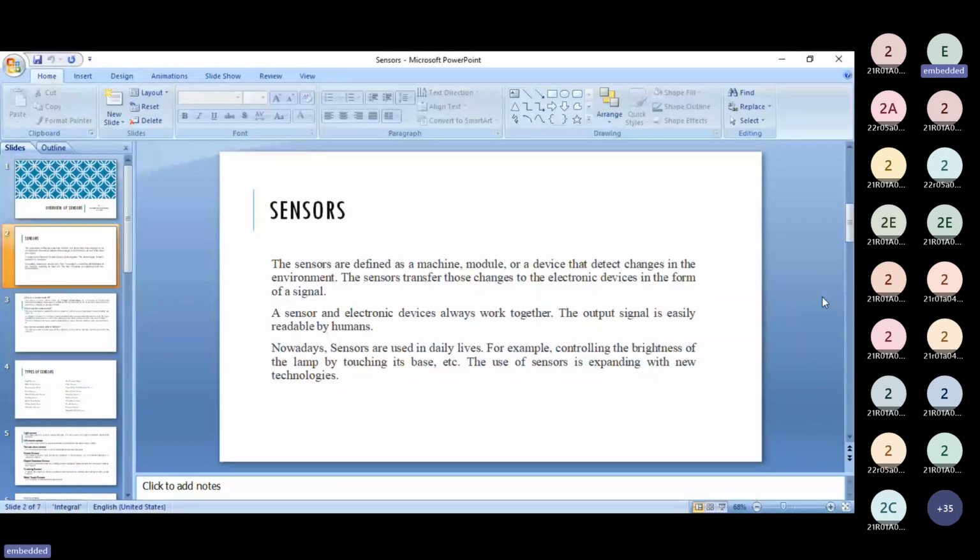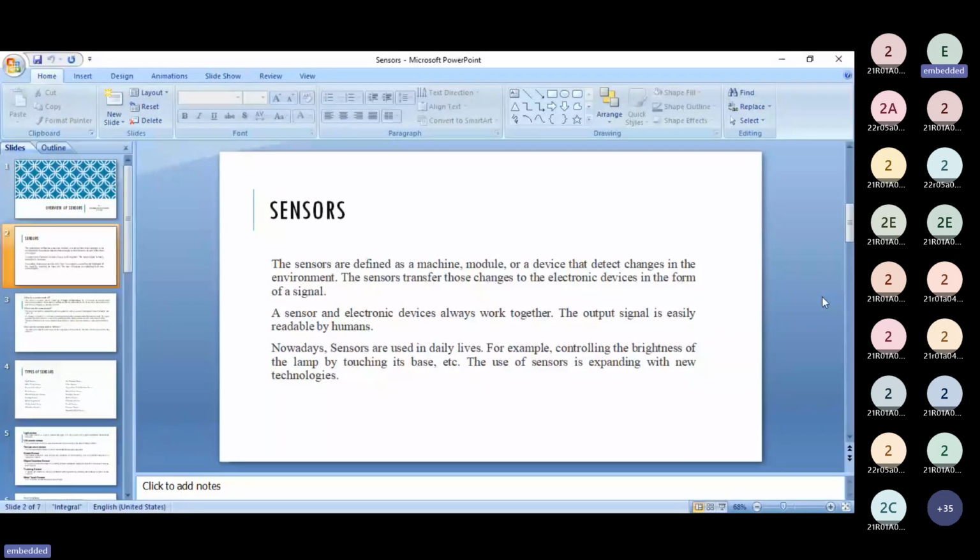A sensor and an electronic device always work together. The output signal is easily readable by humans. So if a sensor sends the signals to the electronic device, then it shows some reaction. The electronic machine shows some output which is readable by a human.